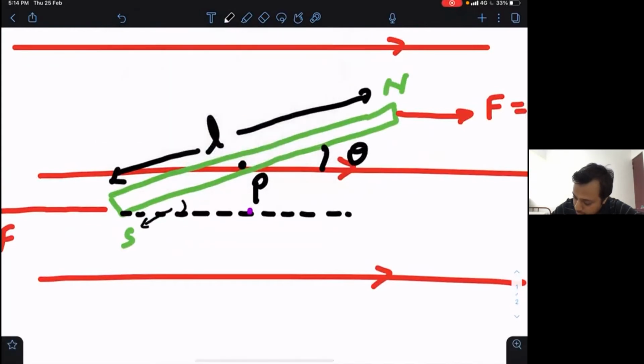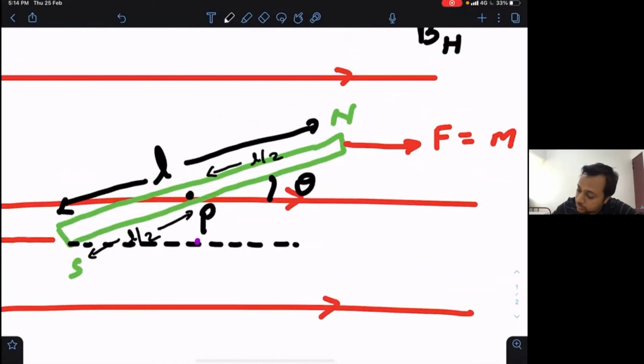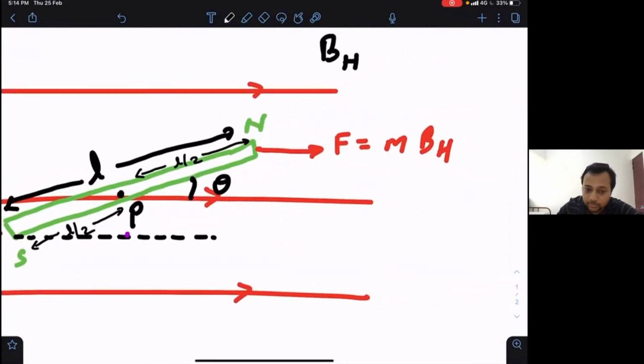Now let's say this length is L by 2, and this half length is also L by 2. So the force acting on the north pole, F, which is equal to mB, how much torque will it produce about point P? The line of action of the force is this one only, and the perpendicular distance, if you try to draw it for the purpose of calculating the torque.